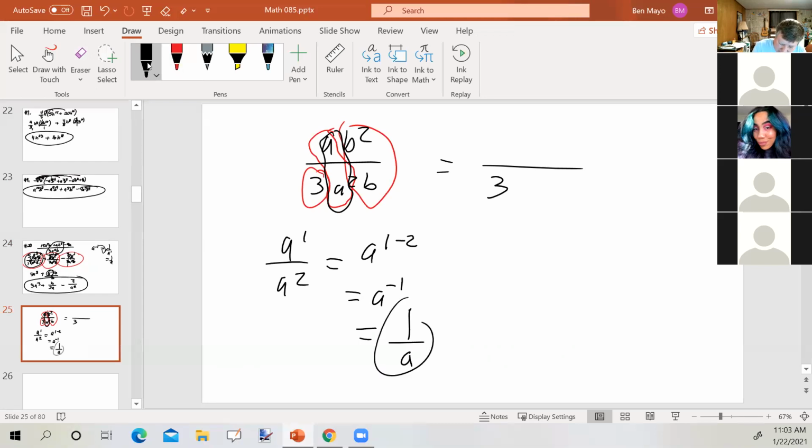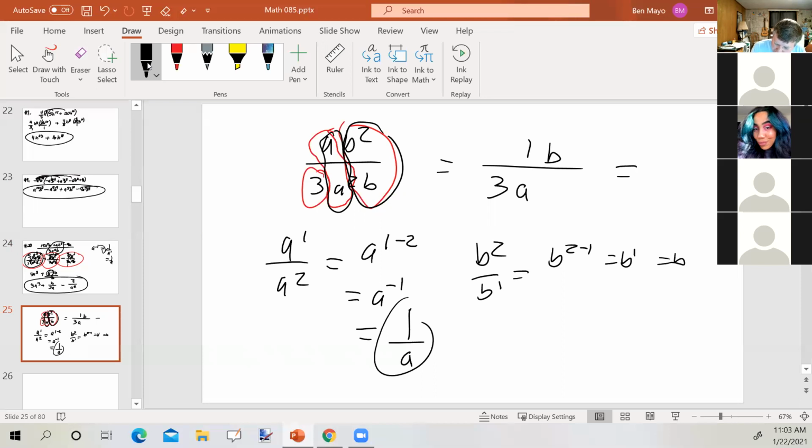So how would that translate up here? That would translate like that. And then the b squared over b, that's b to the 2 minus 1, which is b to the 1, or just b, but that's up on top. And I don't need that 1 any longer, so I could just write b over 3a. Is that making any sense?